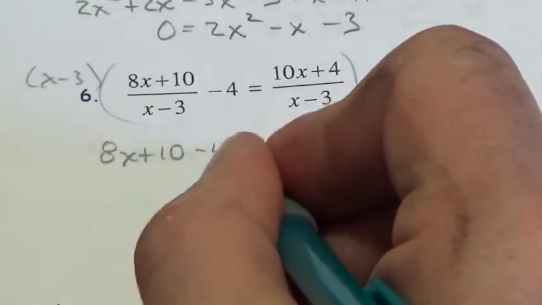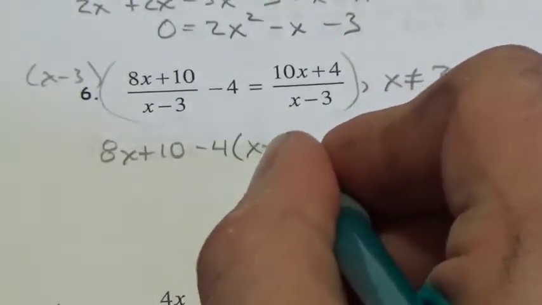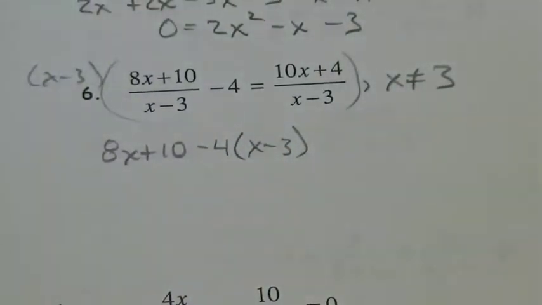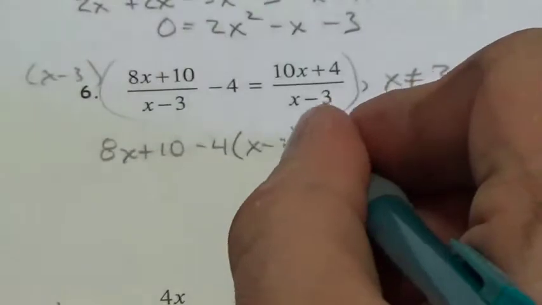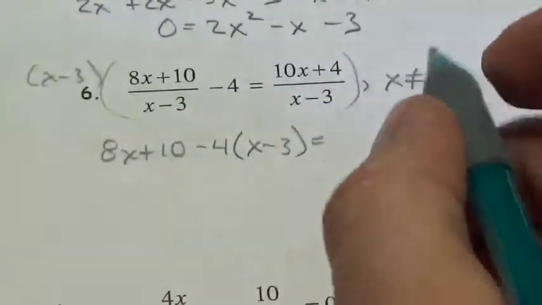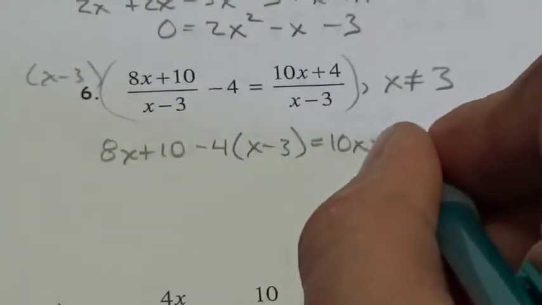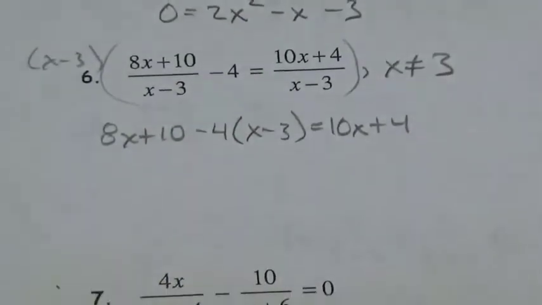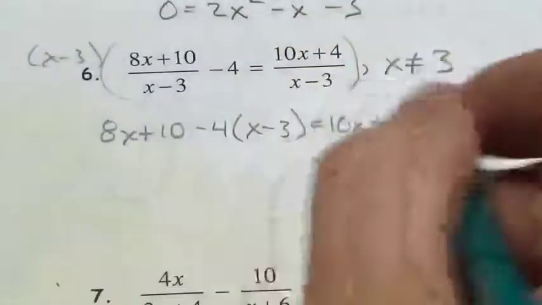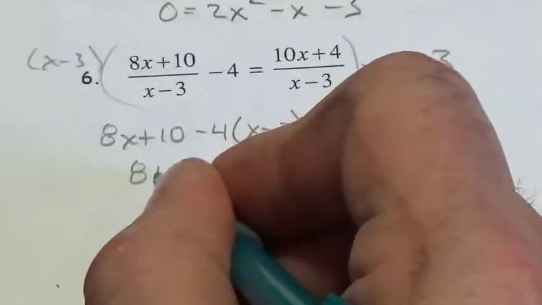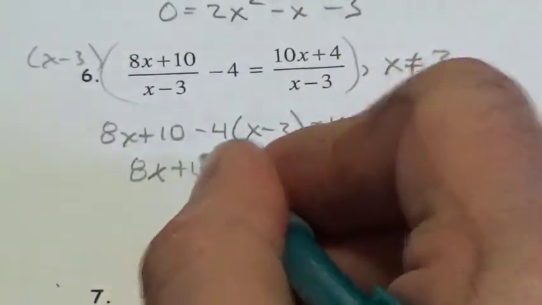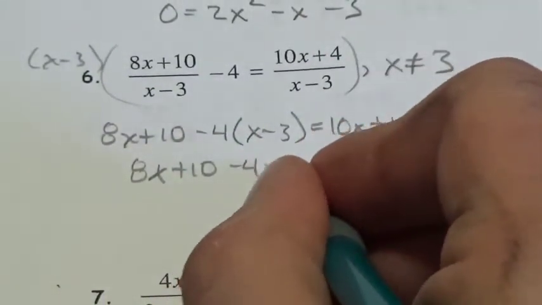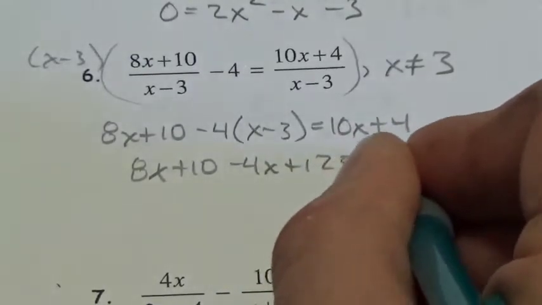So when I multiply that through, it's going to be negative 4 times x minus 3. I just got to put that in the numerator. On the right-hand side, the x minus 3 is canceled. We can be left with 10x plus 4. And again, we're down to a polynomial. In this case, it's a linear polynomial. Okay. Distribute the negative 4 through. Negative 4x plus 12 is equal to 10x plus 4.